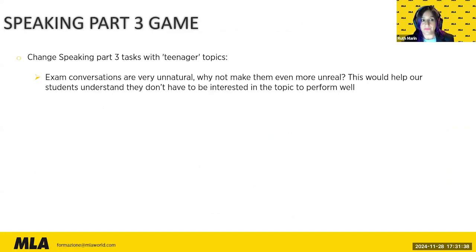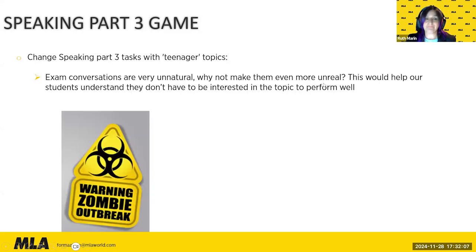Okay, now I think it's very important to change speaking part 3 tasks with teenager topics. The exam conversations in general are very unnatural, so why not make them even more unreal? This would help our students understand that they don't have to be interested in the topic to perform well. Sometimes students are not interested in sports, sometimes students are not interested in shopping. It can happen. So then we're just going to give them different topics to become familiar.